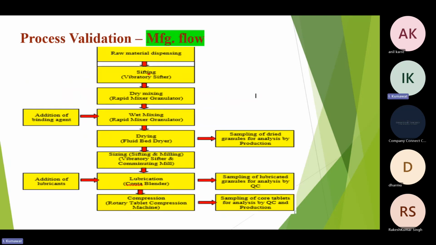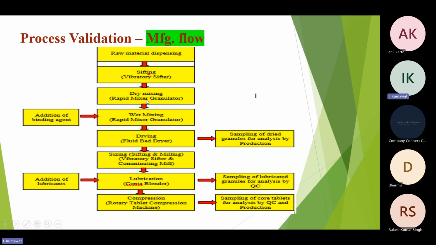So what is the flow of process validation? Generally, we are discussing the OSD plant, the oral solid dosage form, where we manufacture tablets and capsules. First of all, we issue the raw materials, then shift those materials with a vibro shifter, then dry mixing, wet mixing, drying, sizing, lubrication, and finally compression, where we manufacture the tablet.